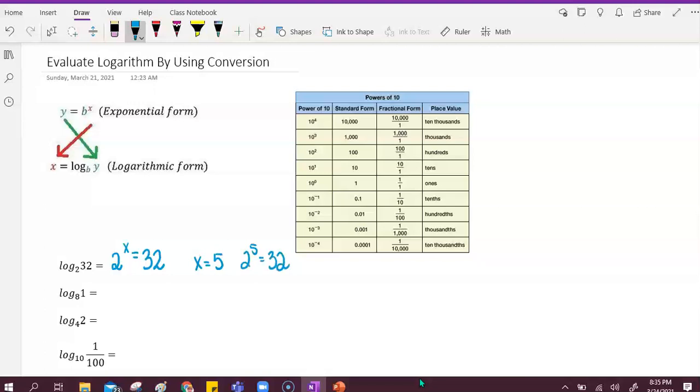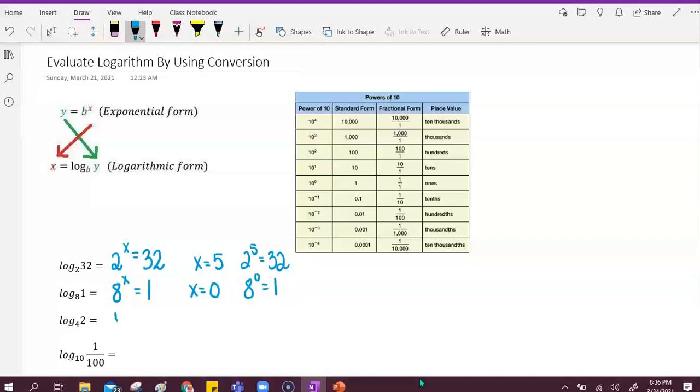Okay, let's change the second one. The base is 8. 8 to the x power is equal to 1. Well, we already know that anything to the 0 power is equal to 1. So x is 0, because 8 to the 0 power is equal to 1.